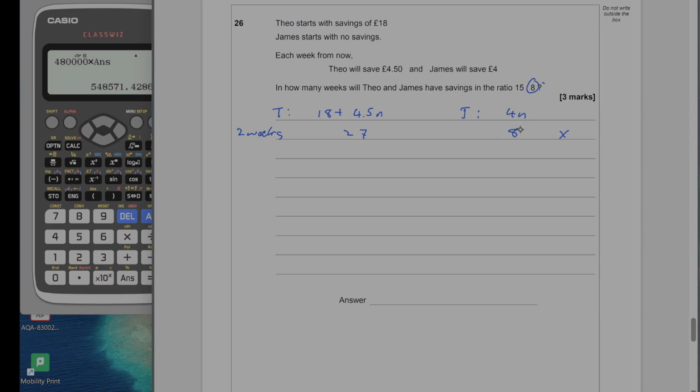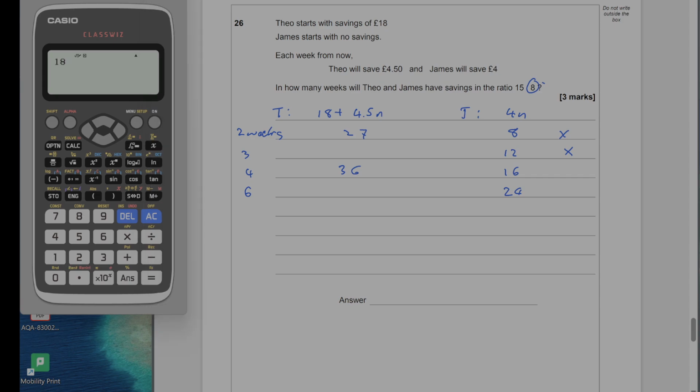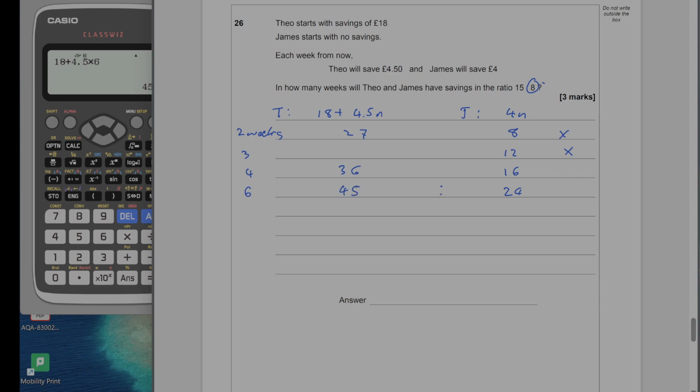Next opportunity when that would happen would be 8, 12 in week 3, and that's not going to work either. So if we look at 16, that would be week 4, and that's not going to work either, is it? So it's going to be 18 plus 18 is 36, and that won't cancel down. So next one's not going to work because we'll have a decimal. So if we look at 6 weeks, that would be 24, and Theo would have 18 plus 4.5 times 6, so Theo would have 45, and that ratio would simplify down to 15:8. So 6 weeks.